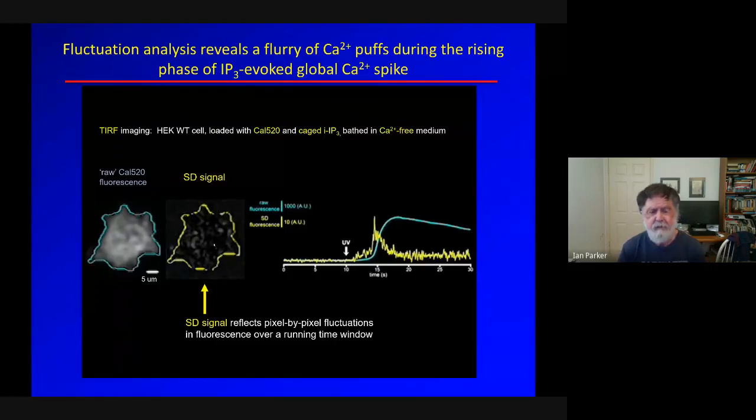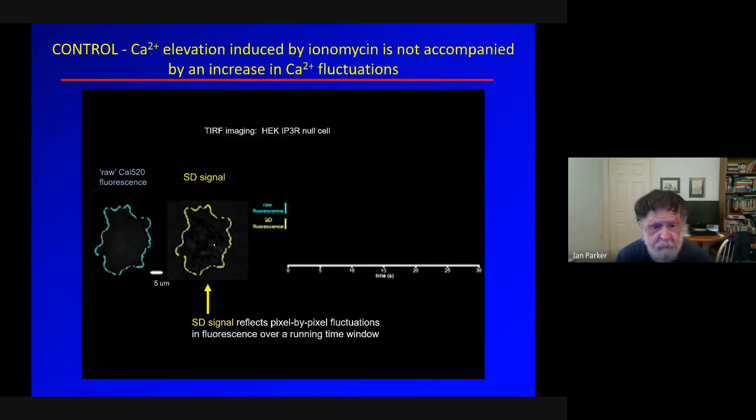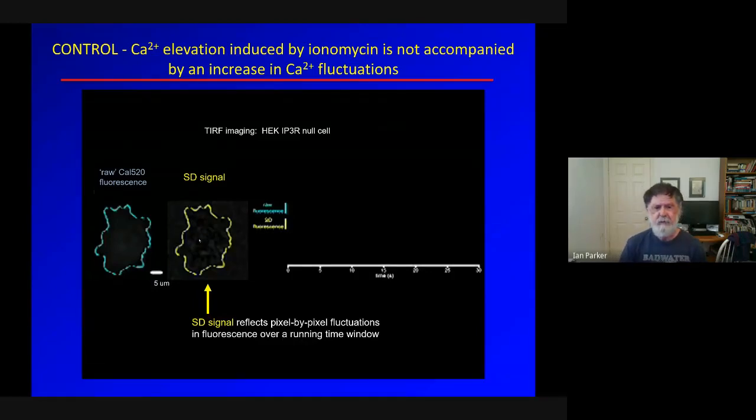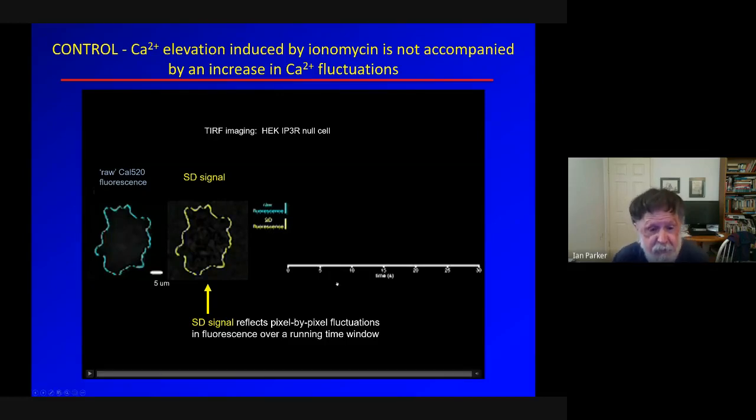Statistically, we can get a measure of puff activity from these fluctuations. This is just a control to convince you that this method is valid. Doing the same thing in a HEK cell, this time, instead of stimulating with IP3, we're stimulating by putting on a low dose of ionomycin to cause a gradual release of calcium from organelles. So let me play this video.